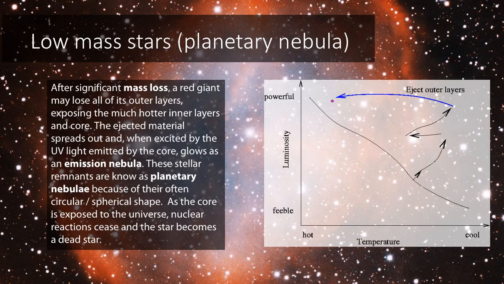But that very strong ultraviolet light excites the gases present in the planetary nebula and makes it glow these quite pretty colours. The core itself now dies.